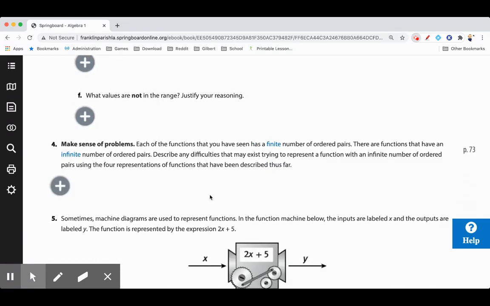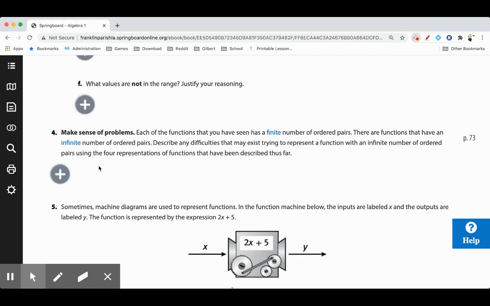Number 4, each of the functions that you've seen has a finite, means limited, number of ordered pairs. The word we've used before is infinite, that means unlimited. There are functions that have an infinite number of ordered pairs. Describe any difficulties that may exist trying to represent a function with an infinite number of ordered pairs using the 4 representations of functions that have been described thus far.